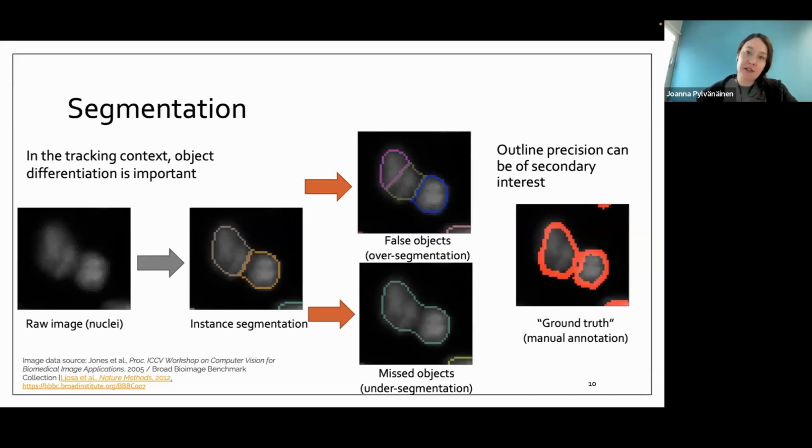The outline precision in tracking can be of secondary interest, as we are more interested in linking of the objects than the actual outline in some cases, but this really depends on the nature of your analysis.